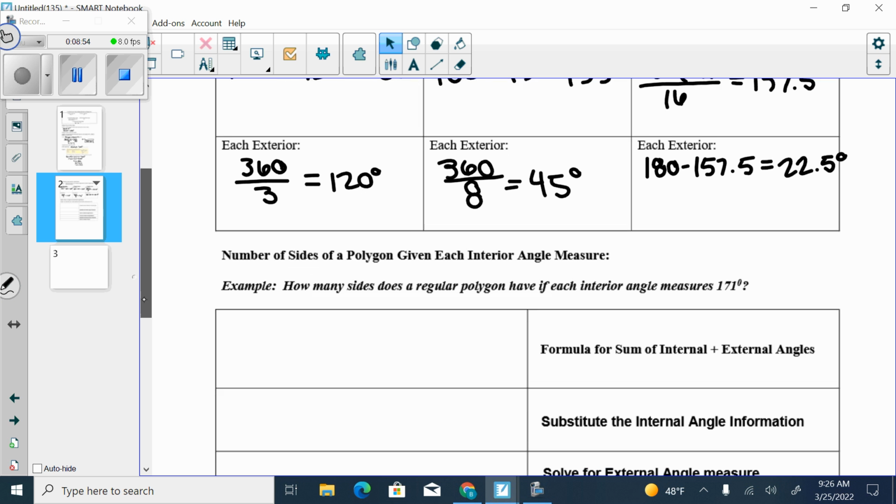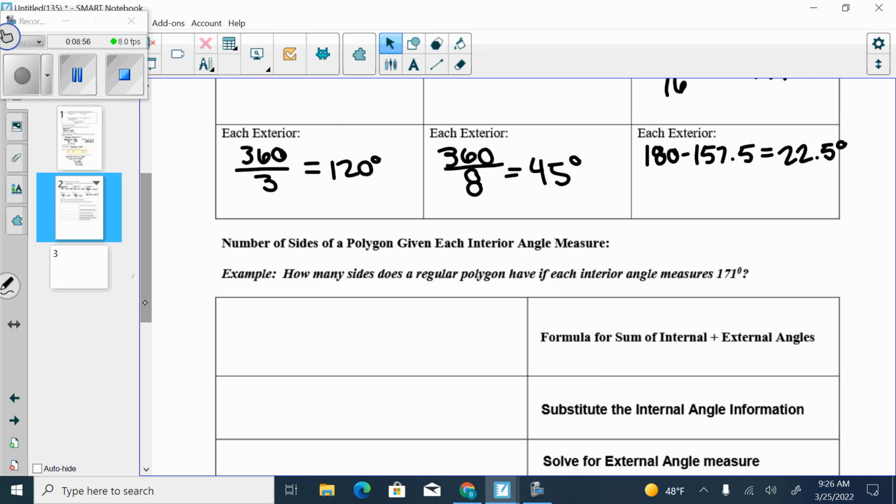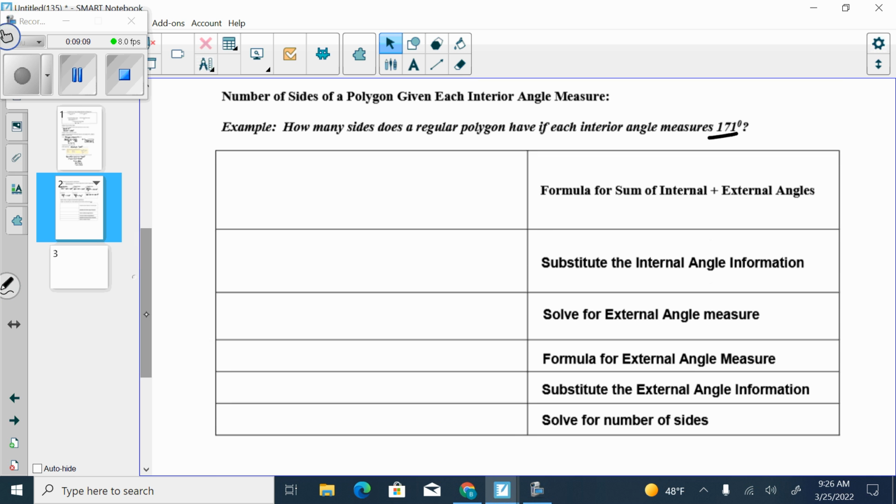All right. So they want us to fill in this chart for the number of sides of the polygon given each interior angle measure. We're looking at a regular polygon that has an interior angle measure of 171. Okay? So first, they just want us to write down what the formula for sum of internal and external angles are. Well, we just said that those two angles supposedly add up to 180. So interior angle plus exterior angle equal 180. That's the trick we were just using on those problems before.